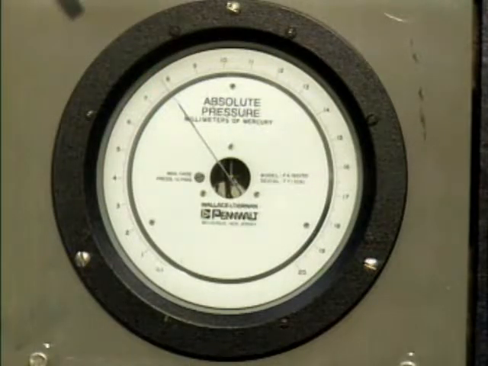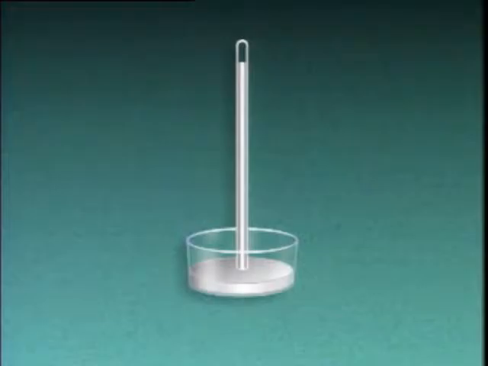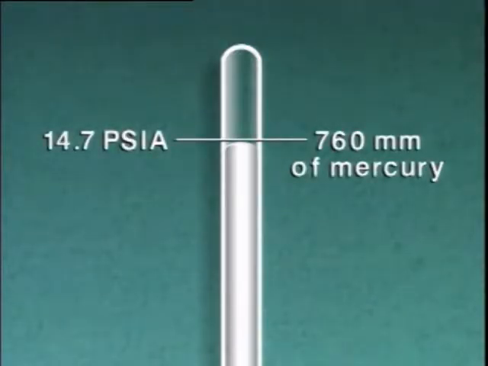But absolute pressure isn't always expressed in PSIA. For example, this instrument indicates absolute pressure in millimeters of mercury. Millimeters of mercury refers to the height of a vertical column of mercury that a given pressure will support. For instance, atmospheric pressure of 14.7 PSIA will support a vertical column of mercury that's about 760 millimeters in height.